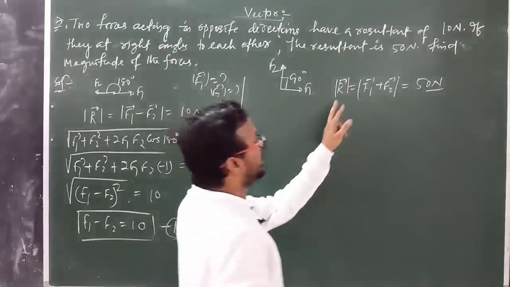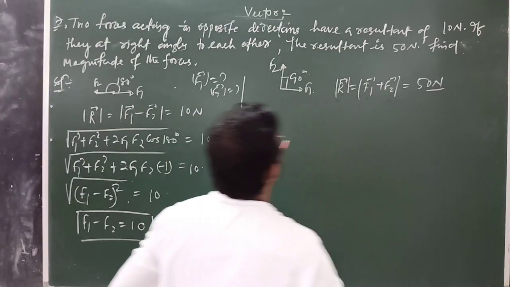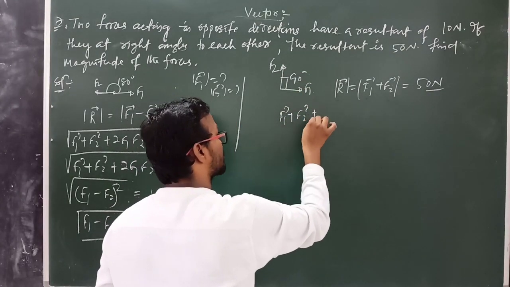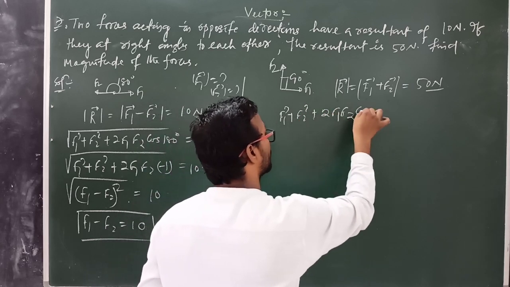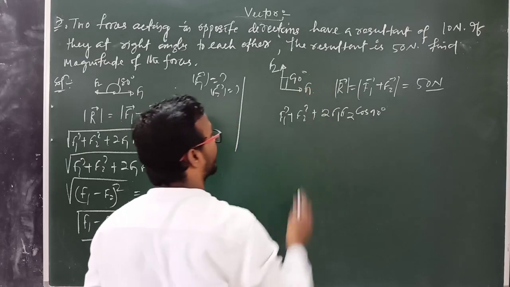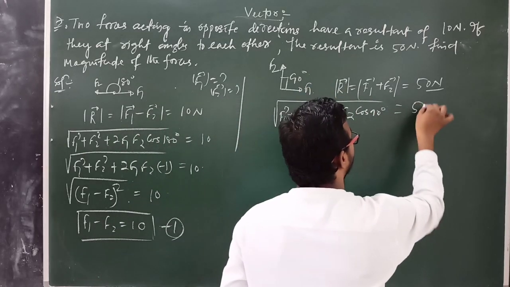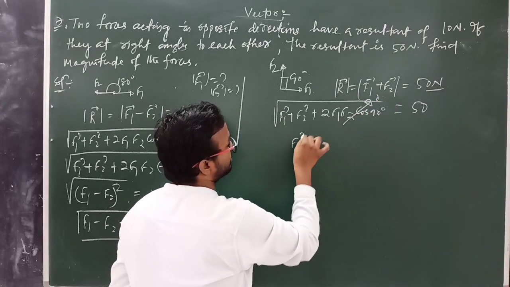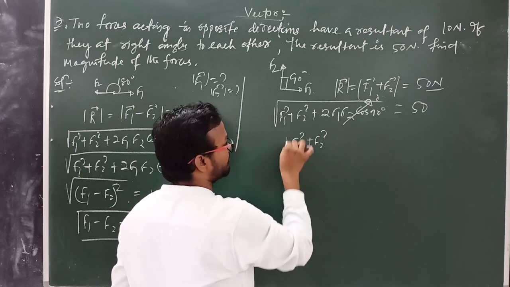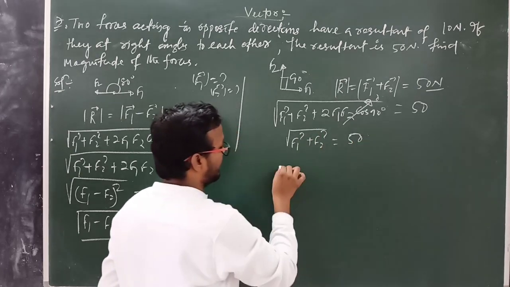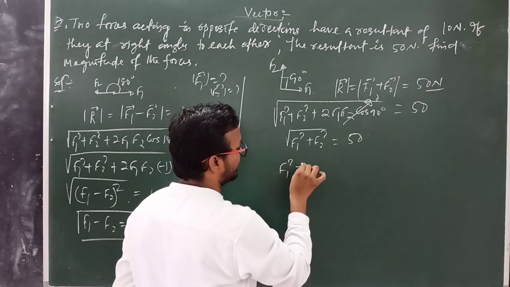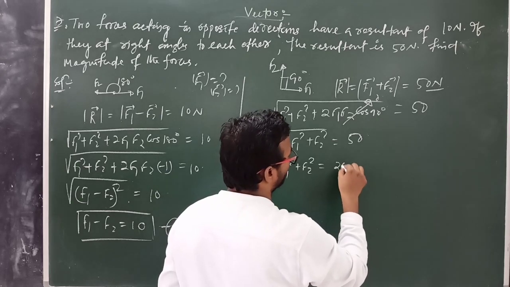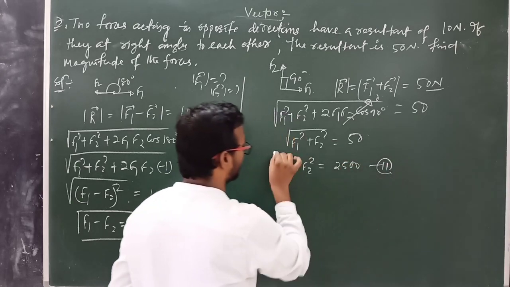Next come to the second part. Here the magnitude of R is 50 when they are at right angle to each other. So in this case the resultant is the square root of F1 square plus F2 square plus 2 F1 F2 cos 90 degrees. Here the angle between the two vectors is 90 degrees, and the resultant is 50 Newton. Then cos 90 equals 0. So the square root of F1 square plus F2 square equals 50, and squaring on both sides, we can write F1 square plus F2 square equals 50 square, that is 2500. This is equation number 2.